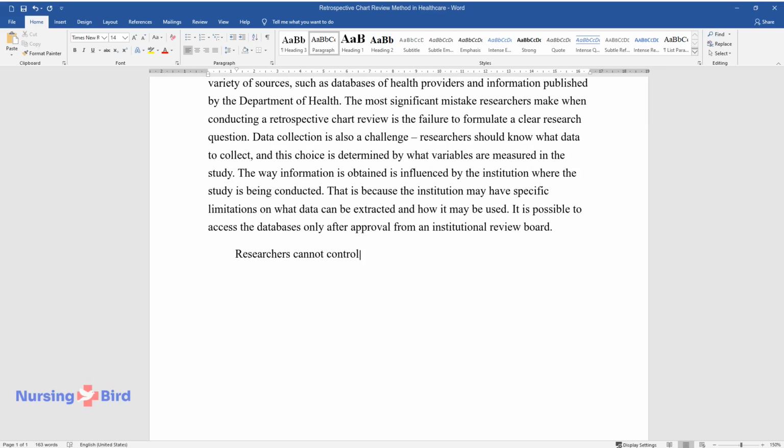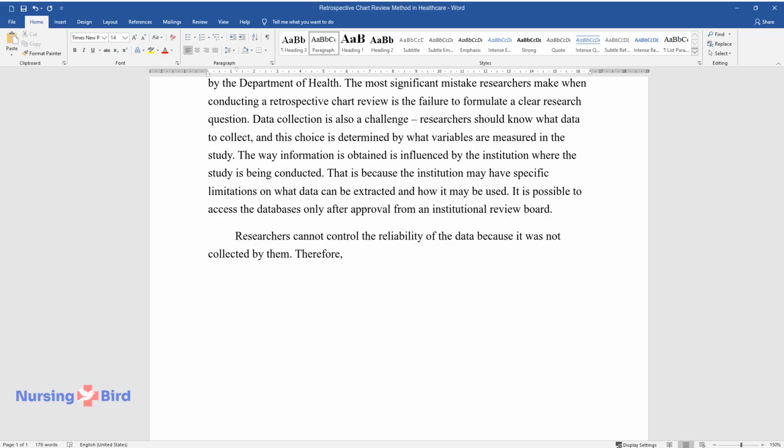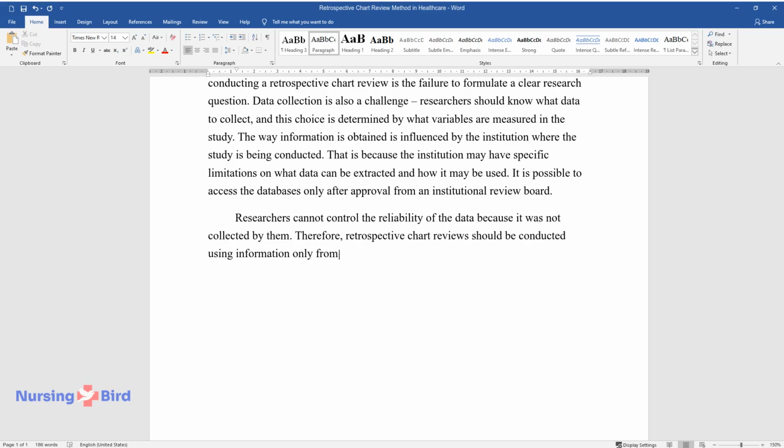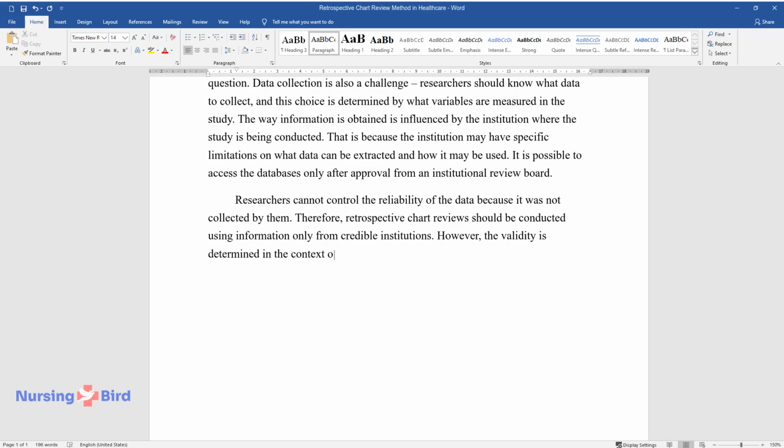Researchers cannot control the reliability of the data because it was not collected by them. Therefore, retrospective chart reviews should be conducted using information only from credible institutions. However, the validity is determined in the context of the information's relevance to the topic of study.